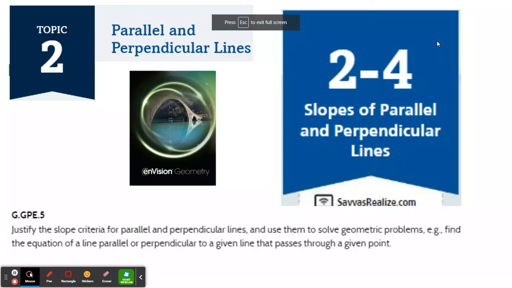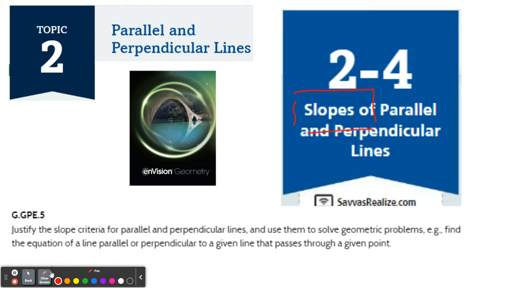Hello Geometry and welcome to lesson 4 on slopes of parallel and perpendicular lines. So when we take a look here, we're looking at this idea of slopes and how our lines are sloped. This will help us determine if lines are parallel or perpendicular. It'll also help us create equations for parallel and perpendicular lines. Okay, so we're going to be doing some algebra here, so be ready for that.